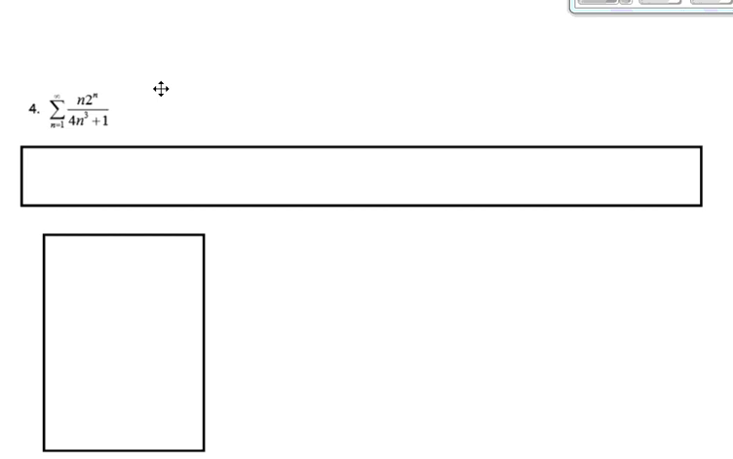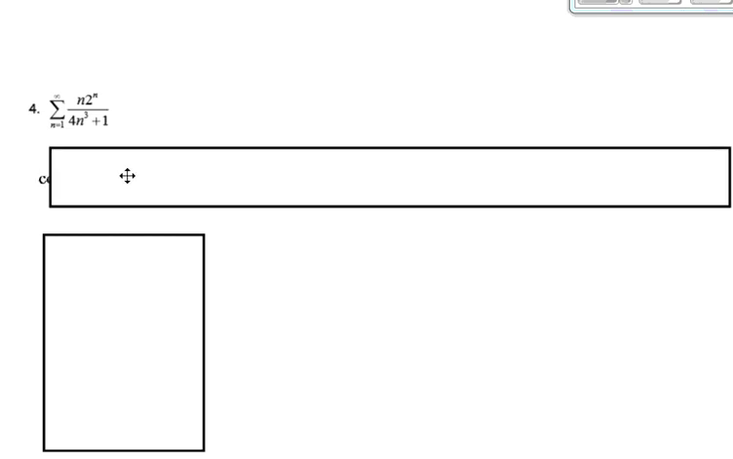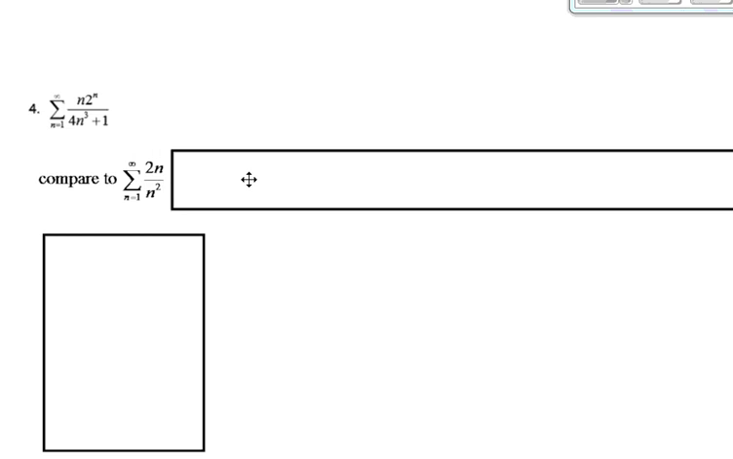So what I'm going to do is leave the 2 to the n in the numerator, and then simplify the degree to n squared in the denominator. So I'm going to compare to this series here. And actually, that was a typo there. That should have been 2 to the n in the numerator over n squared.